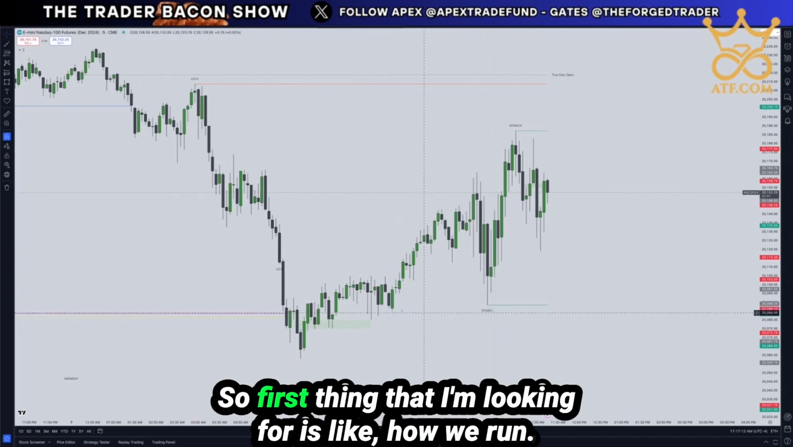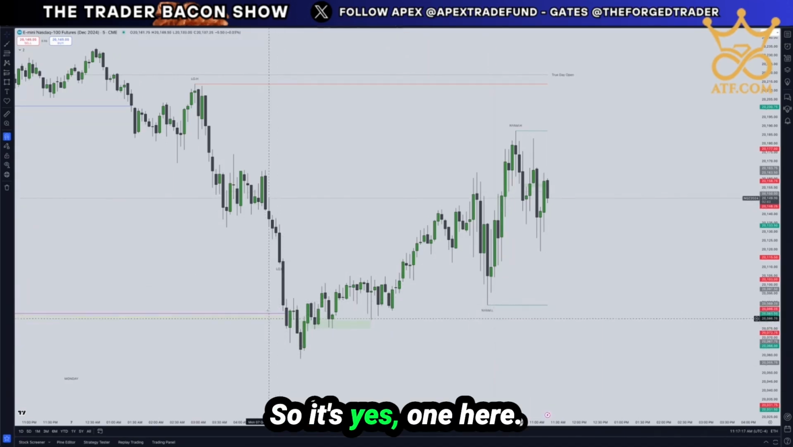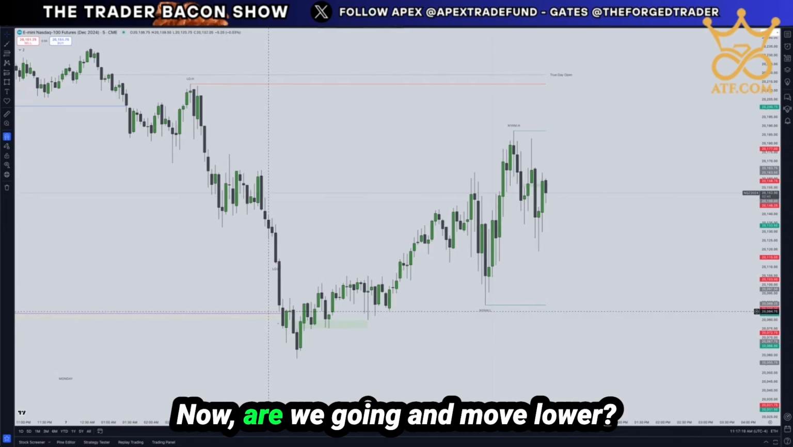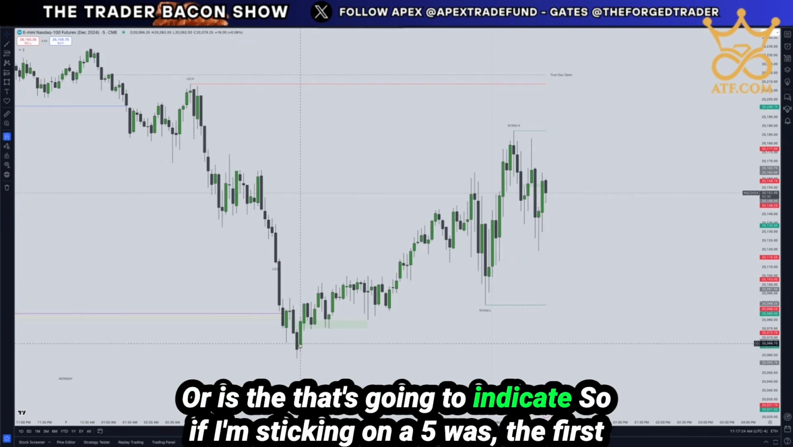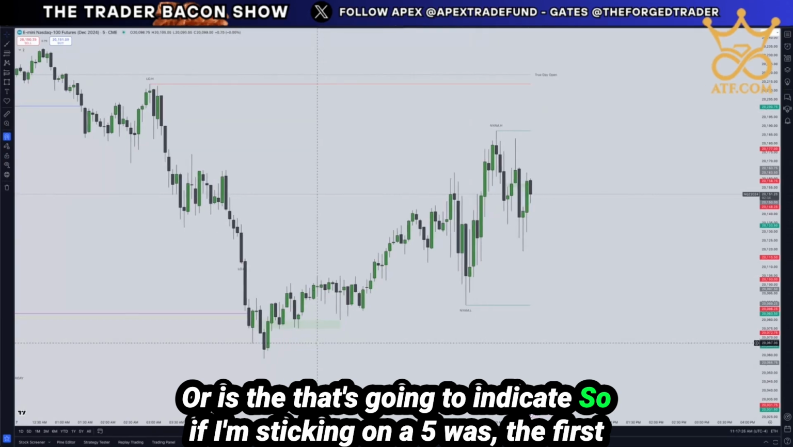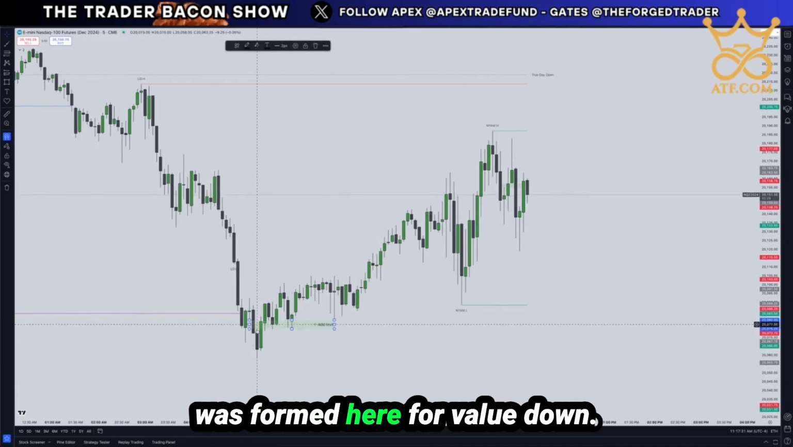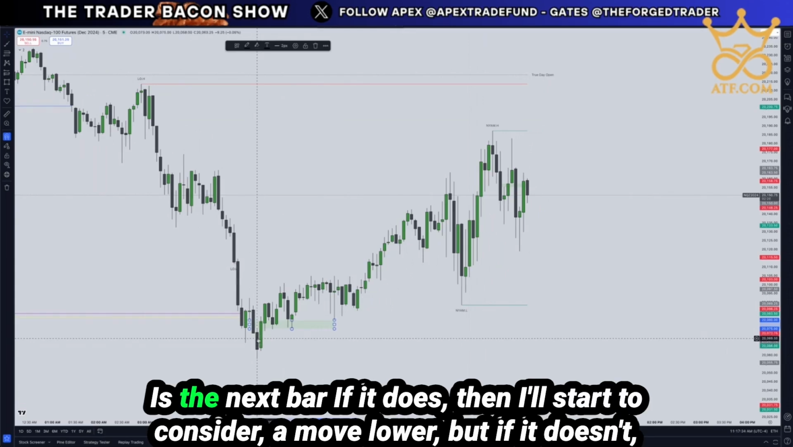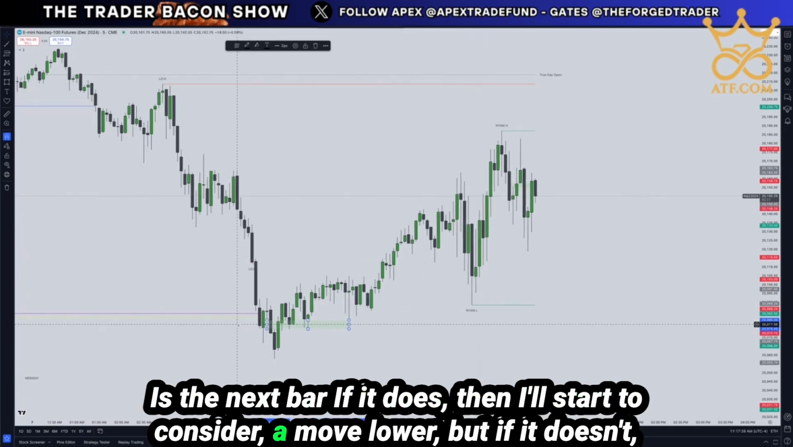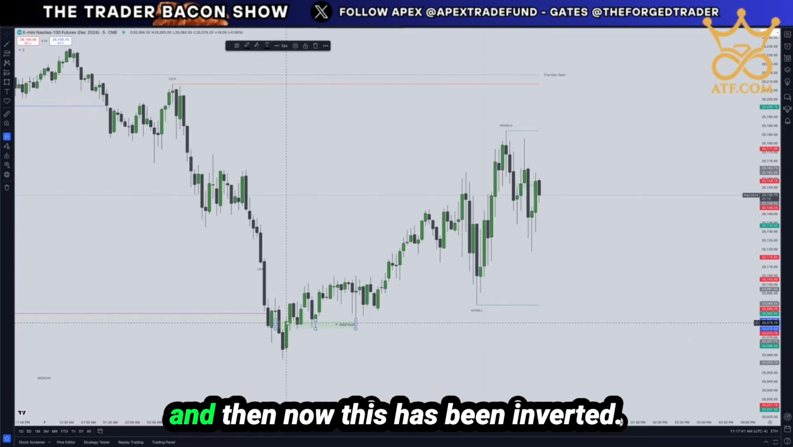Yeah, for sure. So the first thing that I'm looking for is, have we run a liquidity level? So, yes, okay, we've run this one here. Now, are we going to continue to stack and move lower, or is there going to be something that's going to indicate to me a reversal? If I'm sticking on a 5-minute chart, first, this fair value gap was formed here on the way down. If the next bar prints another one, then I'll start to consider a move lower.